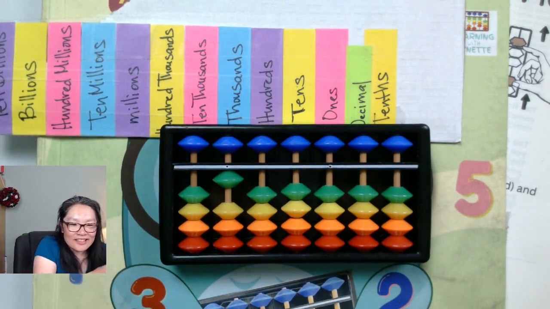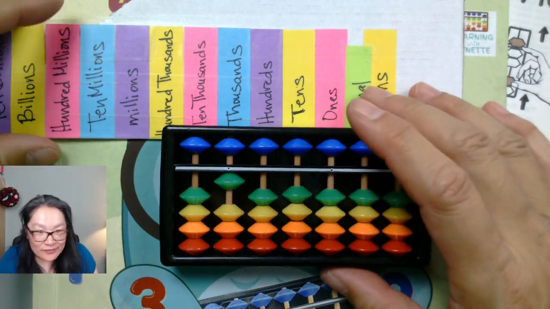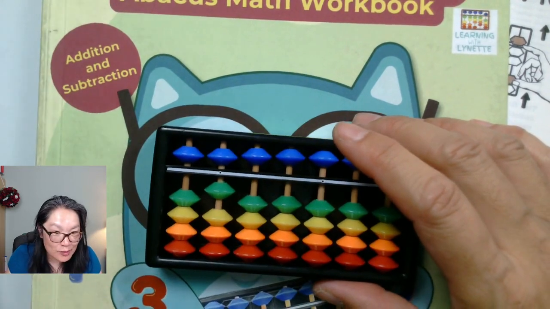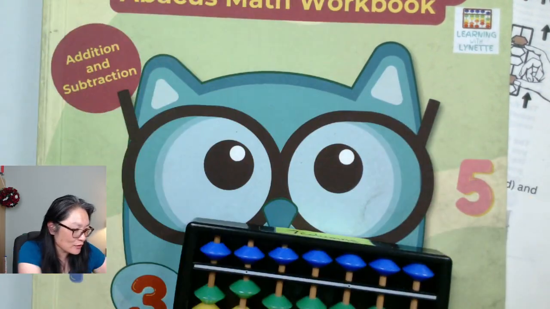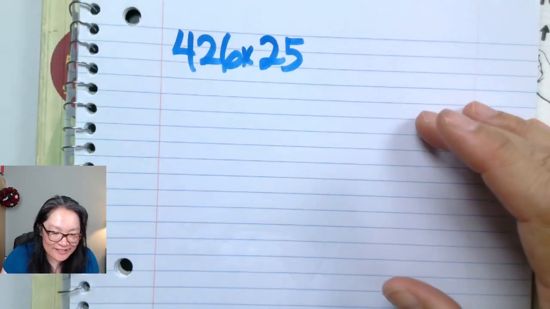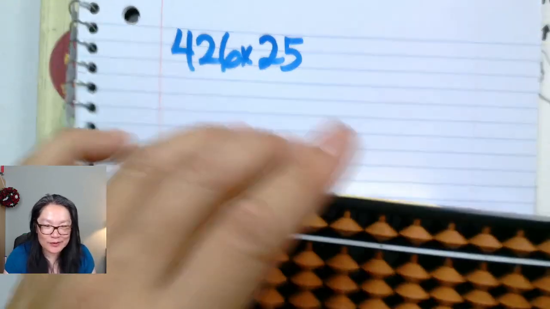Okay. Daniel is very anxious about multiplication. Let's jump to multiplication because Daniel is very anxious. Let's see how fast we do it. I'm going to use this one.